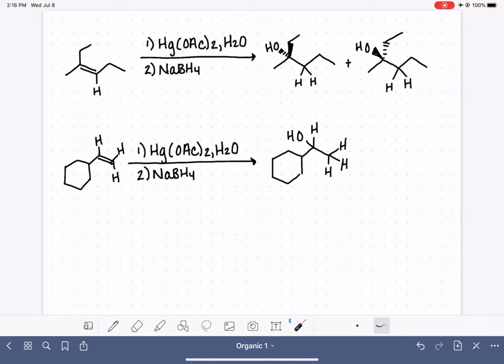Did we make any chiral carbons? This carbon has 1, 2, 3, 4 different things on it, so this carbon is chiral. This carbon has 3 identical things, so it is not chiral. Because this carbon is chiral, we need to show its stereochemistry. And again, we will pick whatever we want. Pick a bond, any bond, and make it a wedge. Pick a bond, any bond, and make it a dash. And then draw the enantiomer. And that's all there is to it.